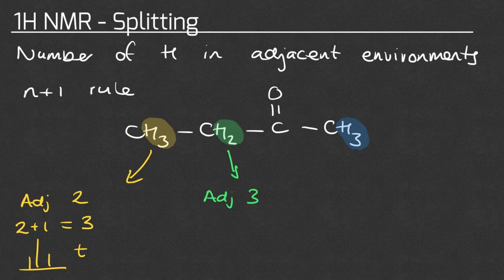The green environment has got 3 adjacent hydrogens. So 3 plus 1 equals 4. And the green environment would be split into a quartet, so that peak would look like this. Finally, the blue environment has got no adjacent hydrogens.